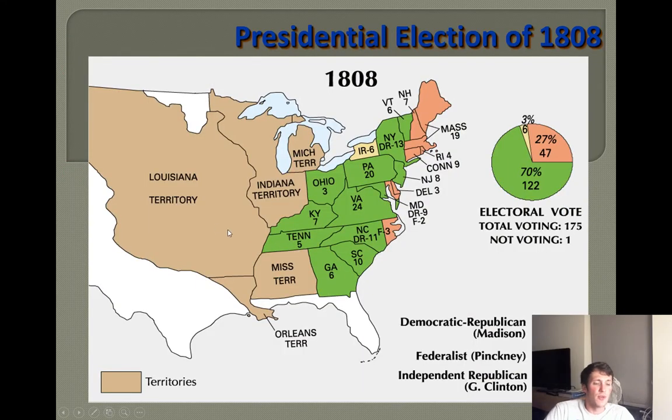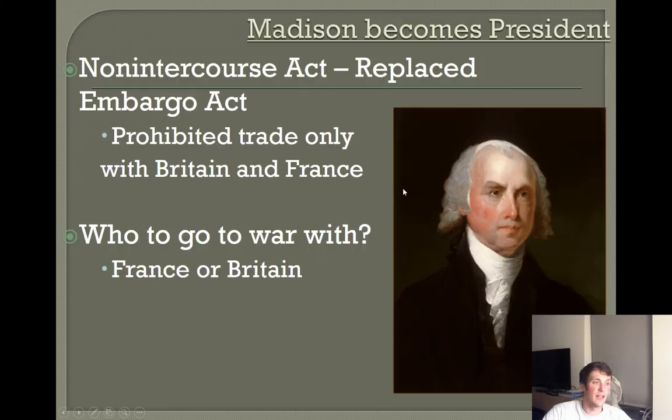So you're going to get this new election in 1808, and a Democratic Republican is going to win again. James Madison is going to win the election against the Federalist Charles Pinckney, and he's going to win by a landslide, essentially, 122 votes to 47. And again, this is just for your own knowledge. Just know it's a landslide.